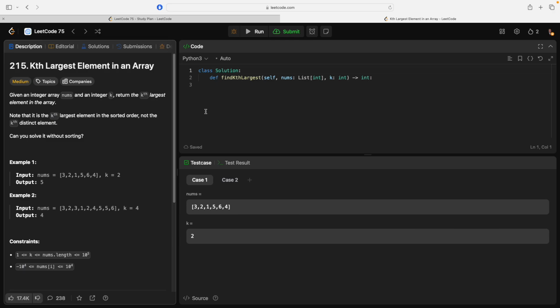This one, given an integer array nums and an integer k, return the kth largest element in the array. Note that it is the kth largest element in the sorted order, not the kth distinct element. Can you solve it without sorting?